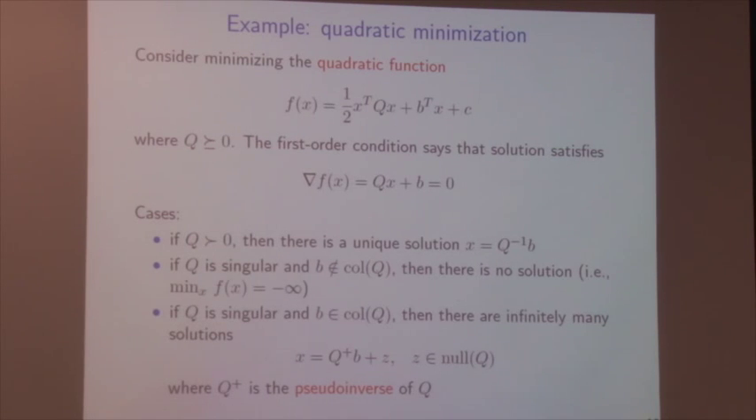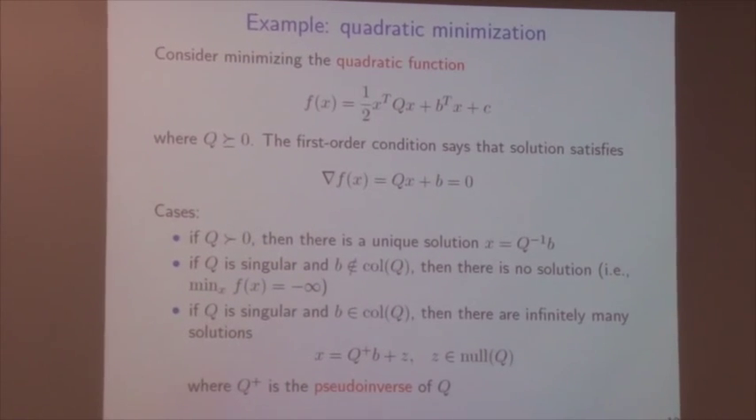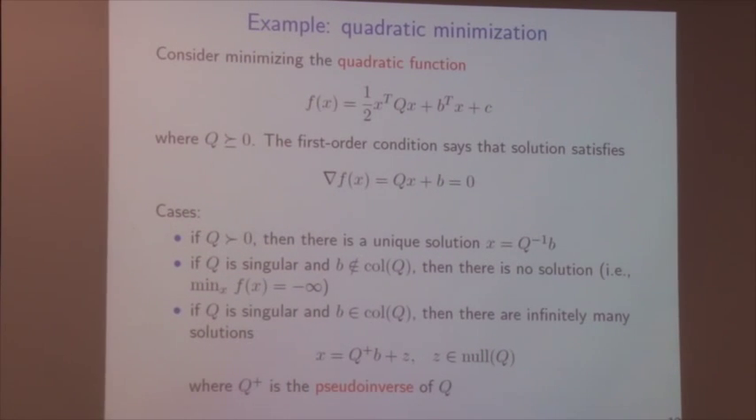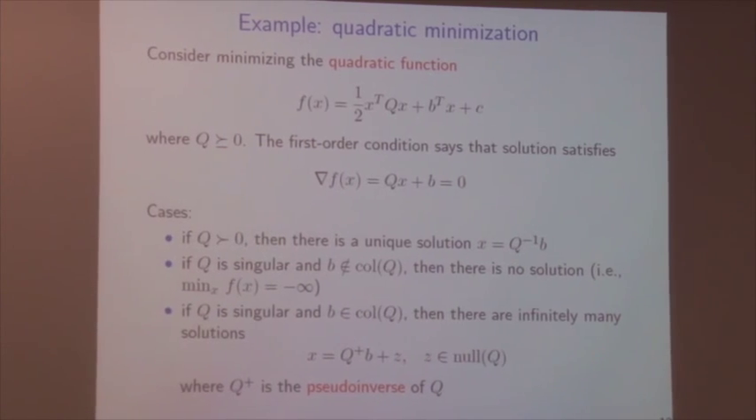So then we just have to resign ourselves and say it's negative infinity. But if B is in the column space of Q, then we can take the pseudo inverse of Q and solve this problem. Okay? So you can see how a quadratic function, when we minimize it, depending on the properties of Q and B, depending on the structure of the function, it's going to have a unique solution, no solution, or infinitely many solutions. So it's pretty important to analyze your objective function carefully, because a lot of the techniques that we are going to learn won't work in that second case.